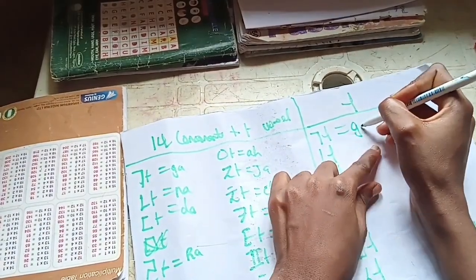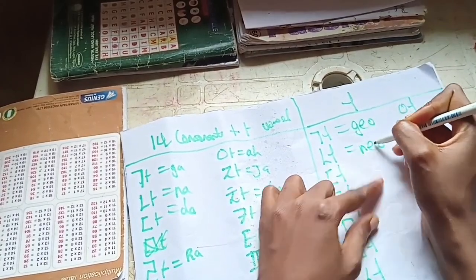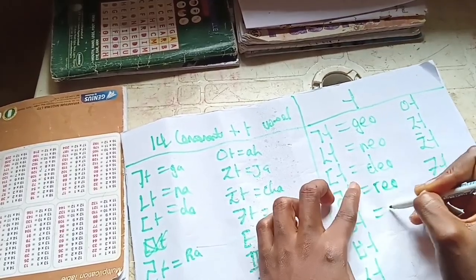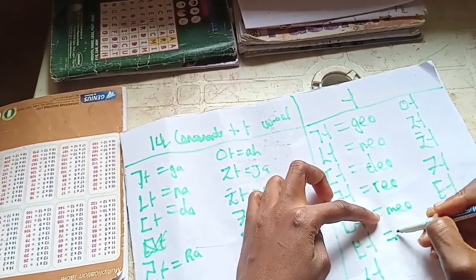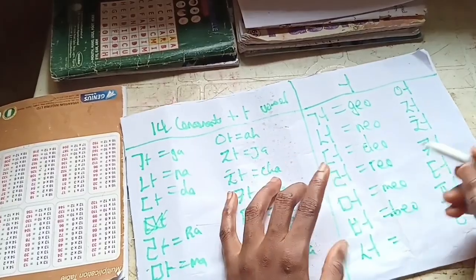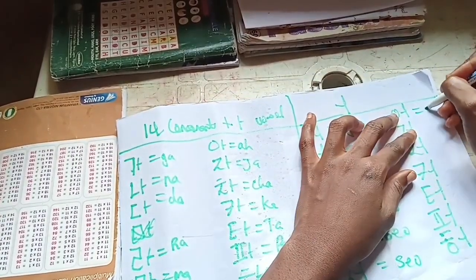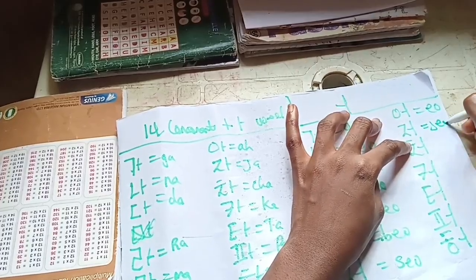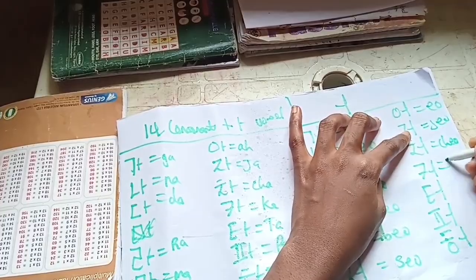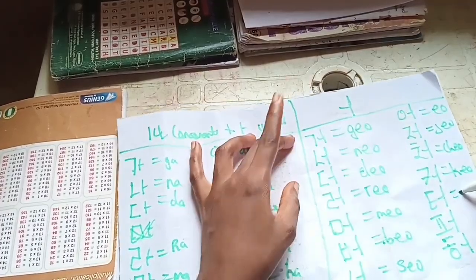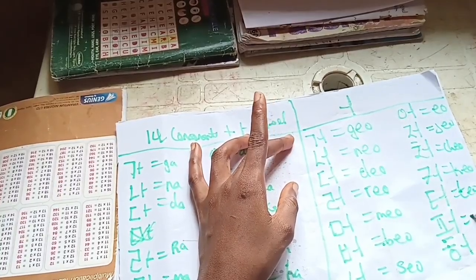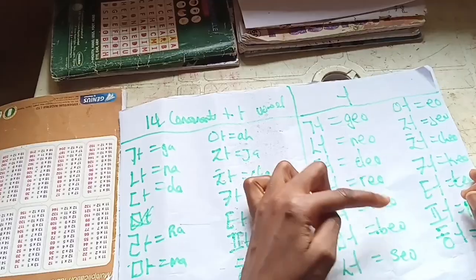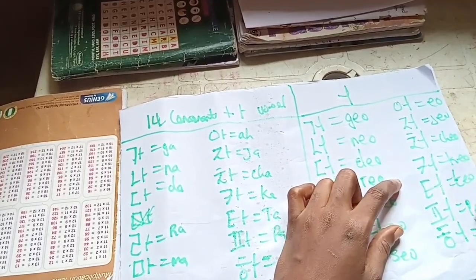So G, E, O, N, E, O, D, E, O, R, E, O, M, E, O, B, E, O, S, E, O, then just E, O, because it has no sound. Then J, E, O, C, H, E, O, K, E, O, T, E, O, P, E, O, and H, E, O. So go, no, do, ro, mo, bo, so, o, jo, cho, ko, to, po, o, ho.